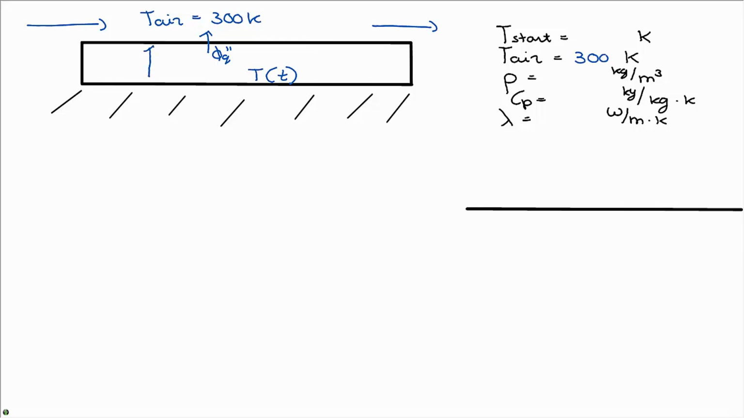Then I have a certain thickness of my steel bar, and you should also see that at the bottom of the bar no heat will flow out. This is perfectly isolated. Then our steel bar has a temperature starting at 1500 kelvins. The density of steel is 7800 kilograms per cubic meter. Cp is 0.49 kilojoules per kilogram Kelvin, and the lambda is 45 watts per meter per Kelvin.